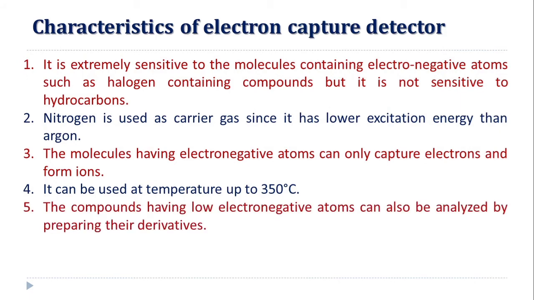The compounds having low electronegative atoms can also be analyzed by preparing their derivatives. So if compounds with low electronegative atoms are there, then we have to convert those organic compounds into their derivatives, other organic compounds, by using some reagents. So these derivatives can be detected by this electron capture detector. In this way we can increase the number of electronegative atoms by forming their derivatives. So we can increase the sensitivity of the electron capture detector for those particular organic substances.